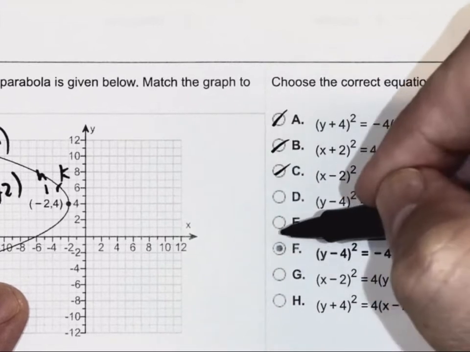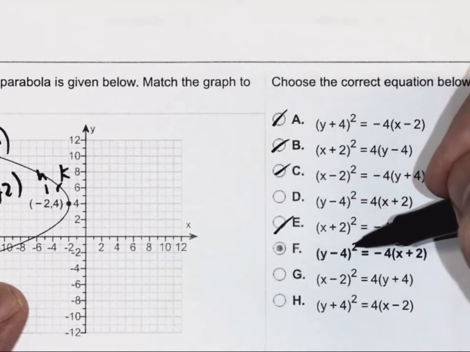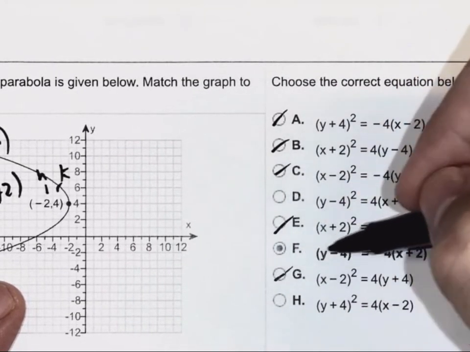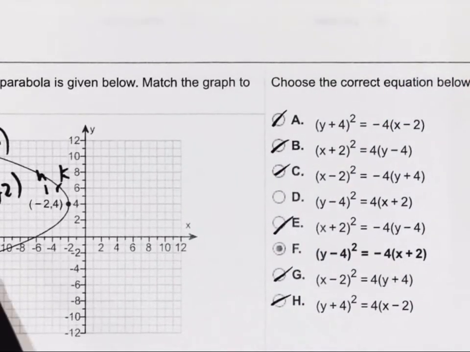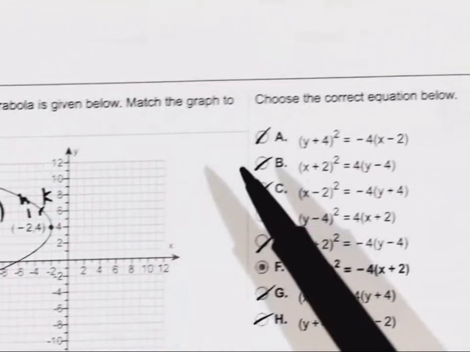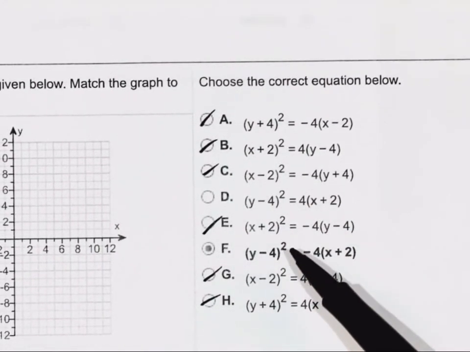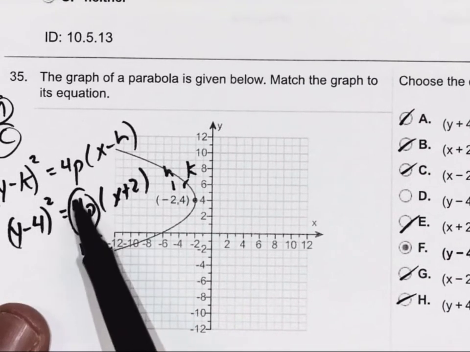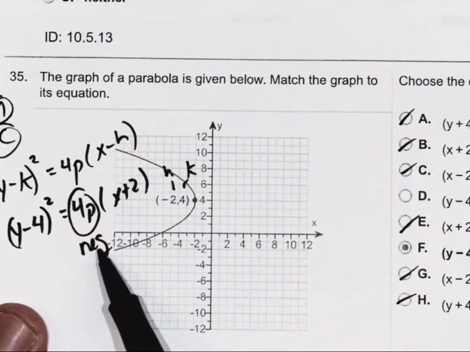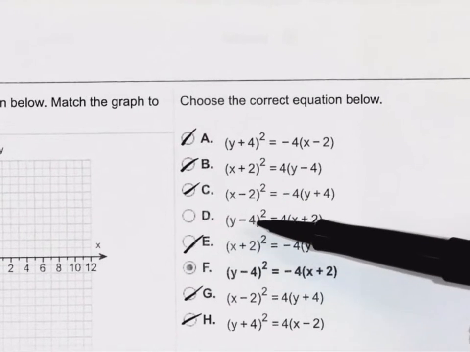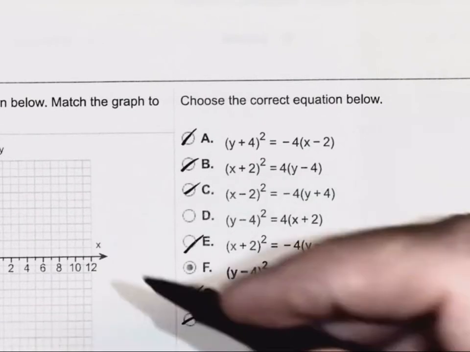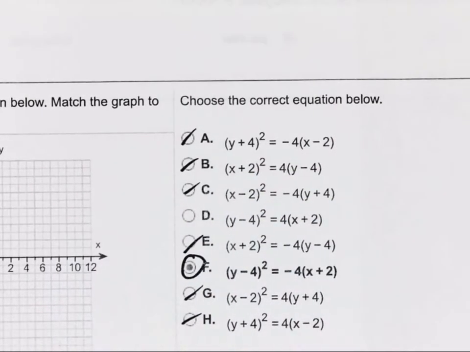E, y minus 4, but it's not squared. Y minus 4 squared and x plus 2, F's a possibility. Y plus 4, nope. So based upon just looking at y minus 4 squared and x plus 2, I've eliminated all but 2 of these. And now let's look at the fact that I know the number in front of the x plus 2. I don't know what number it is, but I know it's got to be negative. If I compare the two possibilities, the number here is a 4. The number here is a negative 4. I know that has to be my answer.